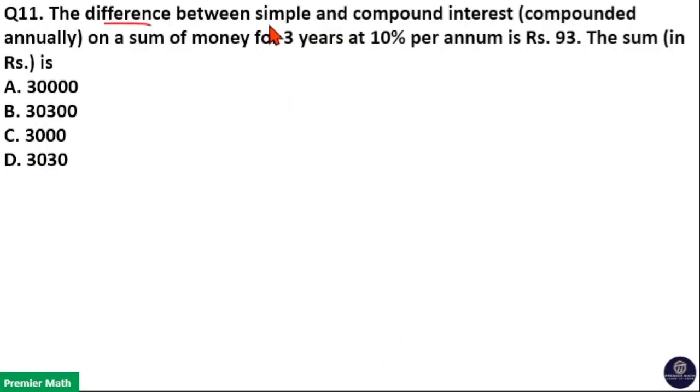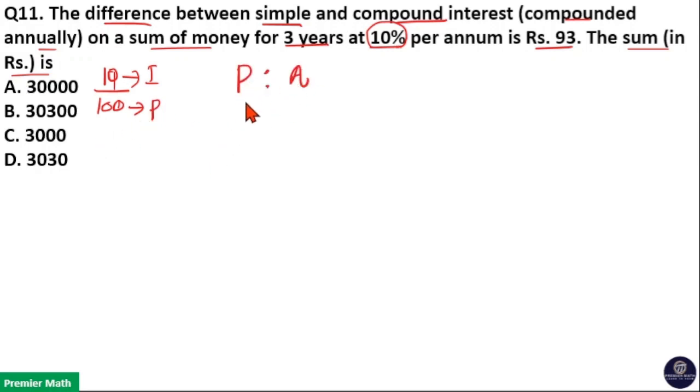The difference between simple and compound interest compounded annually on a sum of money for 3 years at 10% per annum is rupees 93. The sum in rupees is? Here 10% is the rate of interest for both simple and compound interest. 10% means 10 by 100, that is equal to 1 by 10. So 1 unit is the interest out of 10 units principal. Now take the ratio between principal and amount. Here principal is equal to 10 parts for 1 year and amount is equal to principal plus interest, that is 10 plus 1, 11 parts for 1 year.